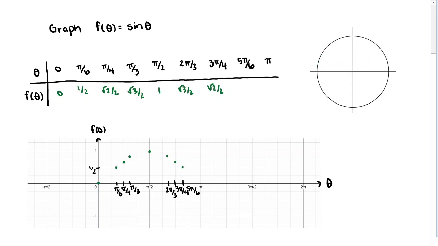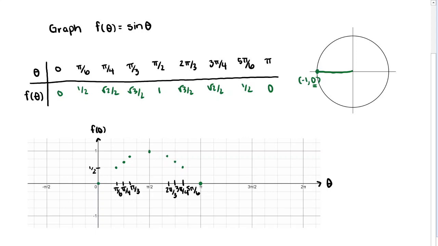And then at an angle of pi, we're halfway around this unit circle. Here we end up with the point (-1, 0), and so we have a y value on this unit circle of 0. So here we've got the point on the graph of our sine function as (pi, 0).